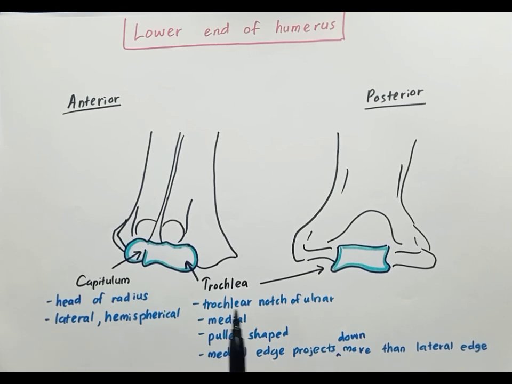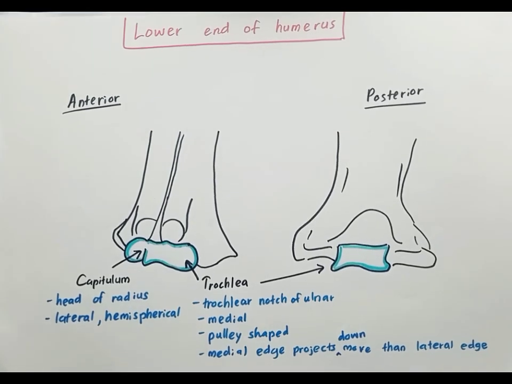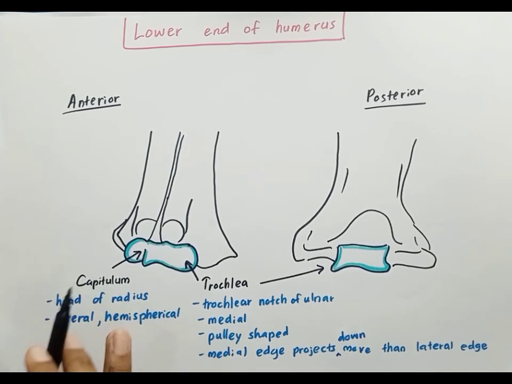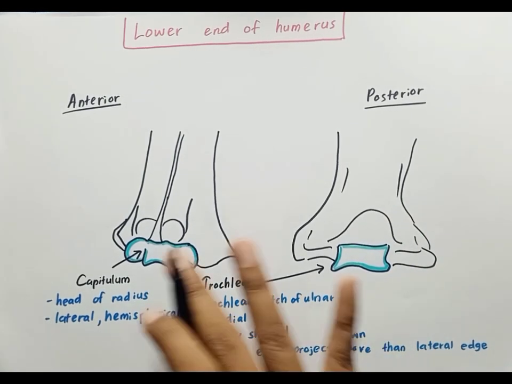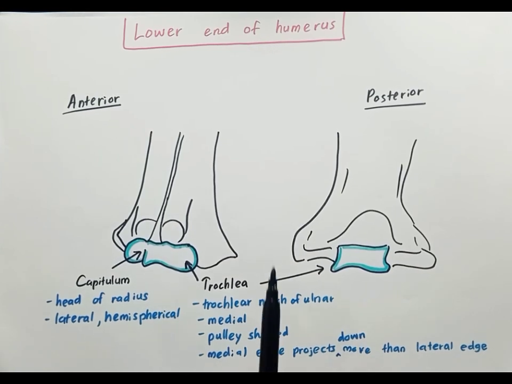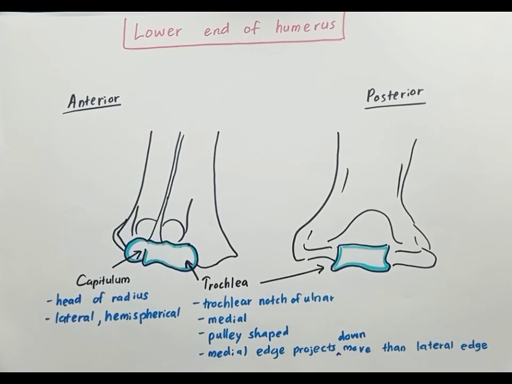So the articular part of lower end consists of two parts as capitulum and trochlea. Capitulum is joined with the head of radius and it is situated laterally, and its shape is hemispherical, and it cannot be seen from the posterior view. And the other part is trochlea. It joins with the trochlear notch of ulna. It's situated medially and pulley shaped, and you can see here the medial edge projects down more than the lateral edge. So that's all about the articular part.